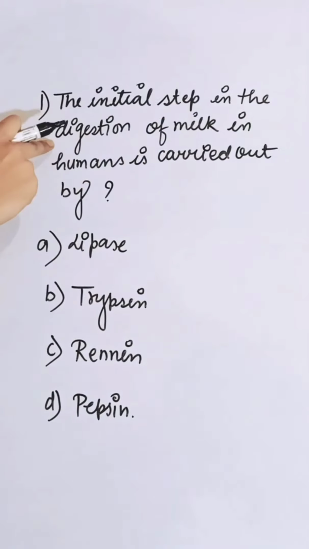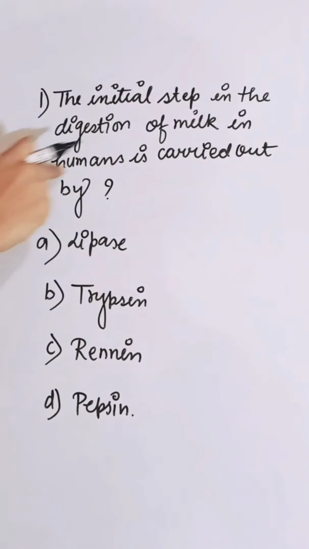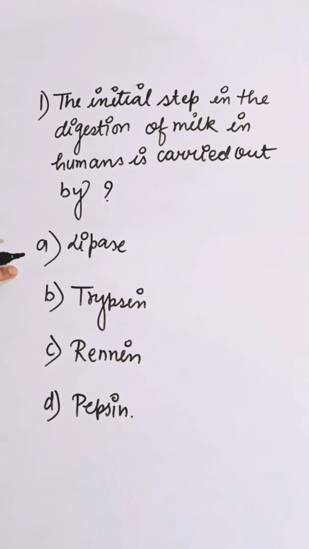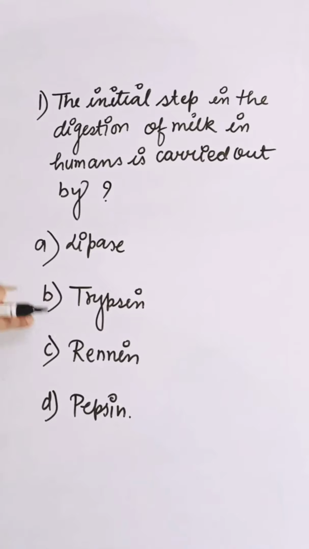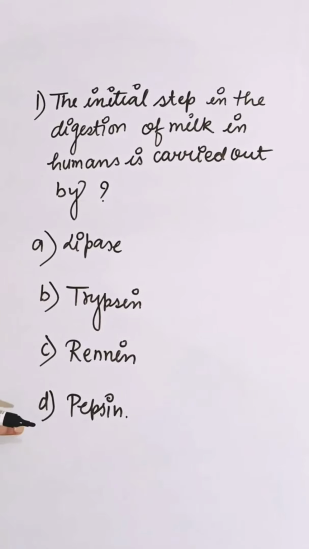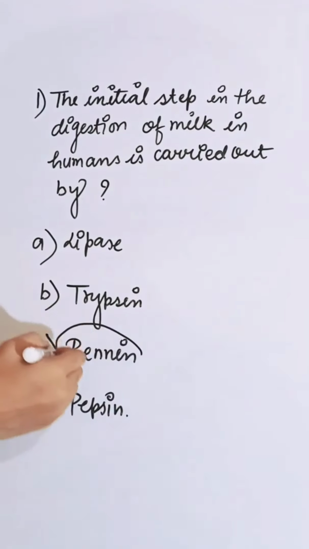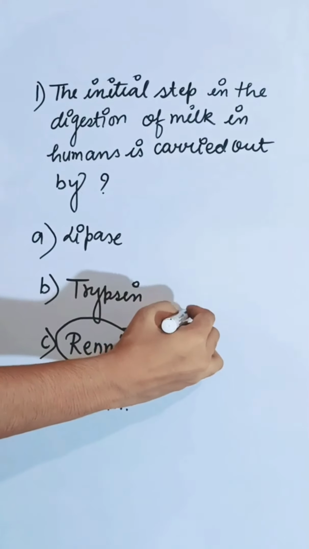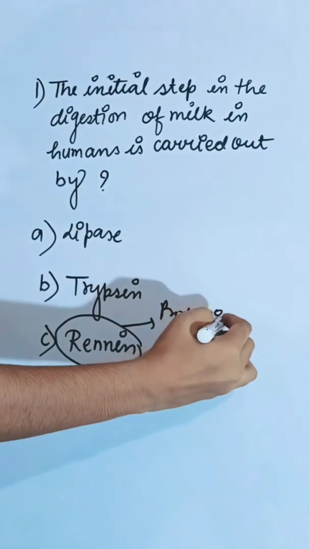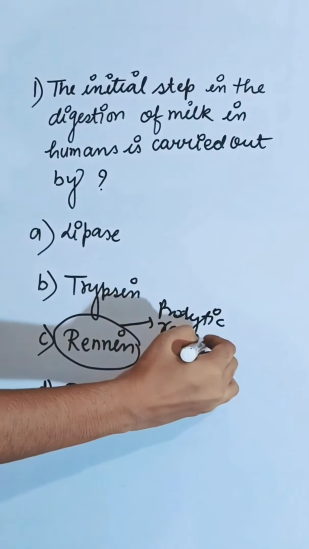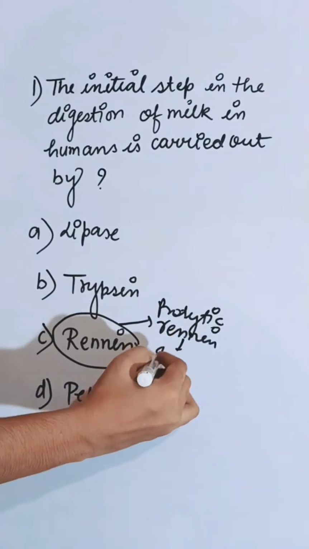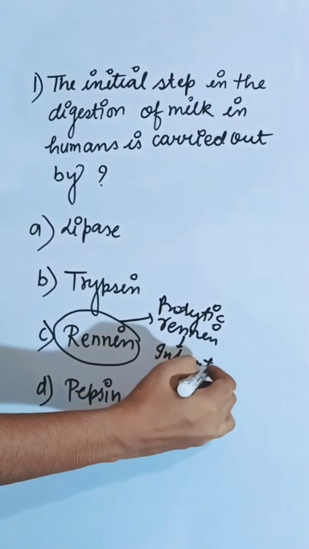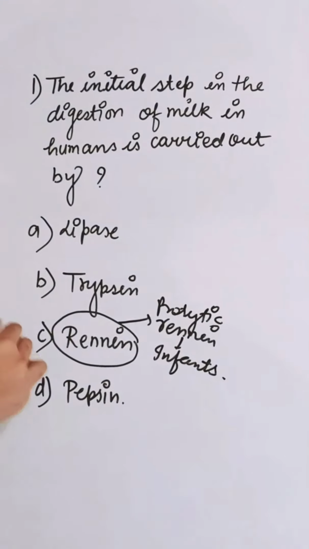The initial step in the digestion of milk in infants is carried out by first option lipase, second is trypsin, third is renin and fourth is pepsin. Renin is the enzyme which helps in the digestion of milk. Renin is a type of proteolytic enzyme which is present in the infants for the digestion of milk protein. So correct answer is C.